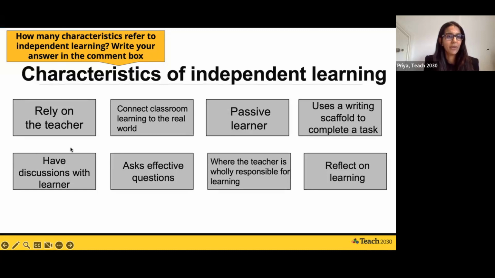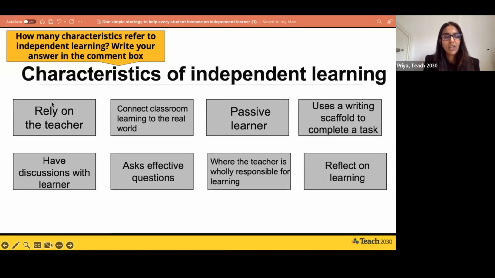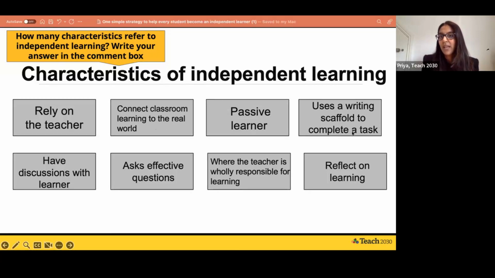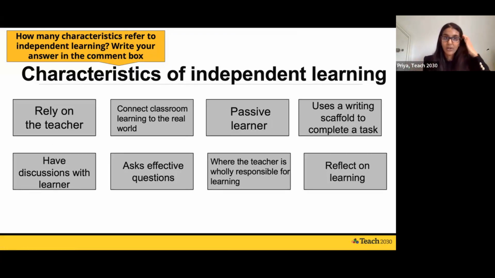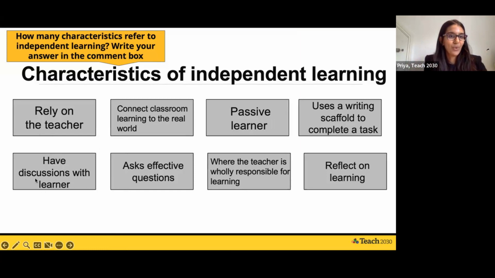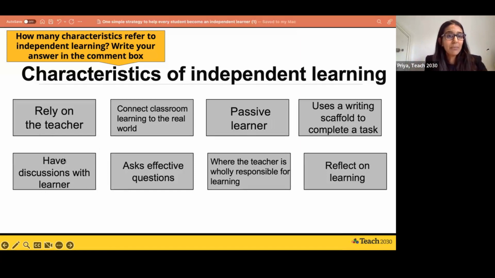If we go through some of them, relies upon a teacher, probably not characteristics of an independent learner. Connect classroom learning to real world. This is something that can be related to independent learning and characteristic. Not a passive learner. So uses a scaffold to help complete a task. So an activity that will help writing a task or thinking about a task as well. So these are 2 already characteristics of independent learning. Then you have a discussion with a learner as well. So this can be an activity that you can do, which is a characteristic of independent learning that you can use in your classroom.